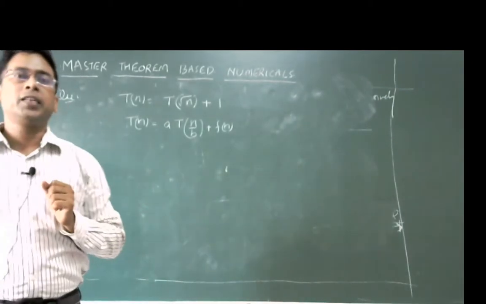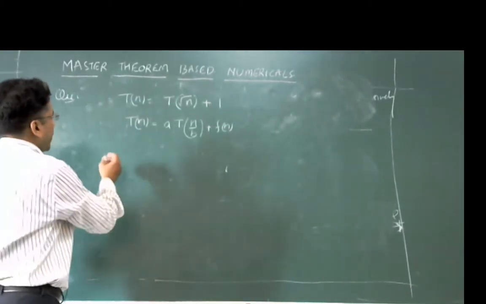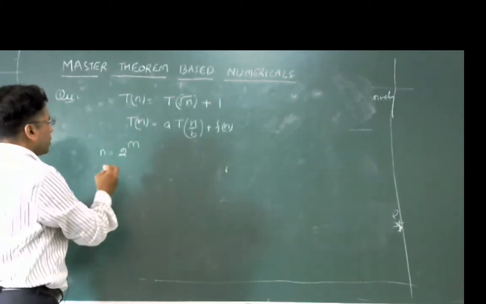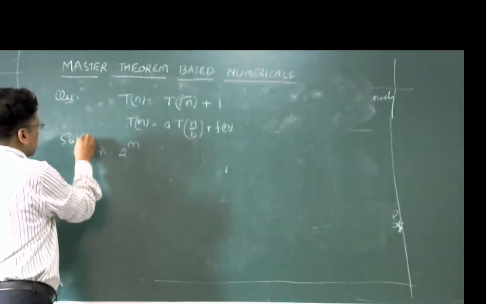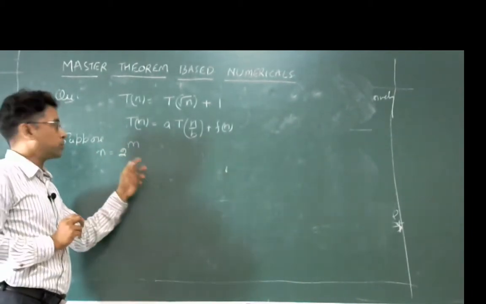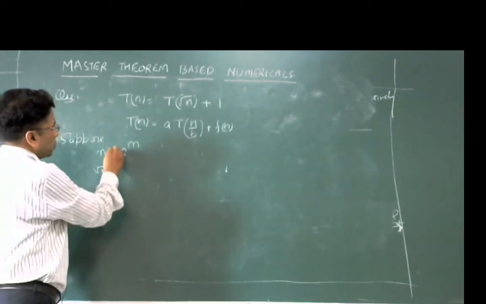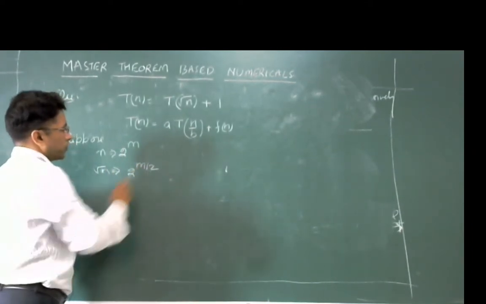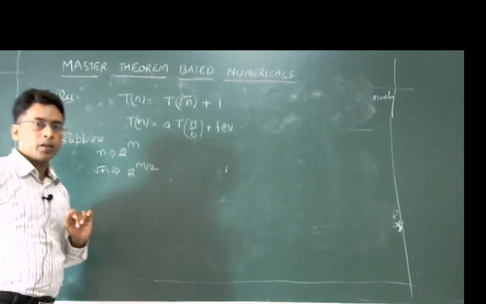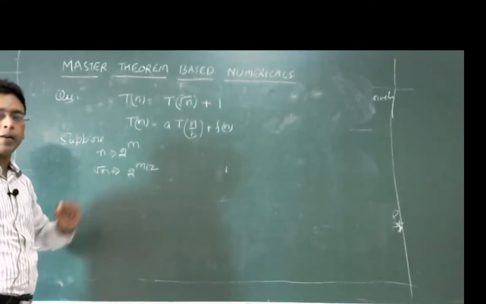The simple logic is that we can replace this variable by a variable in square form. So let's assume that n is equal to 2 raised to the power m. I shall tell you why I have taken 2 as a base. Suppose I consider, then under root n is equal to 2 raised to the power m by 2. Here in the first step I have assumed that n is equal to 2 raised to the power m, and then under root n would become equal to 2 raised to the power m by 2.